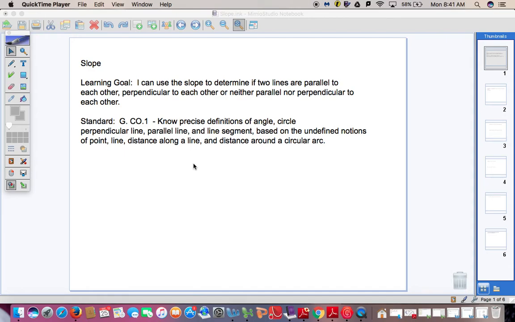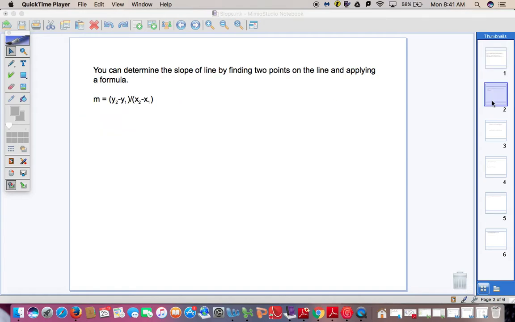Today we're talking about slopes. The learning goal is that I can use the slope to determine if two lines are parallel to each other, perpendicular to each other, or neither parallel nor perpendicular to each other. The standard is still GC01. We've been working on that for a couple weeks now.